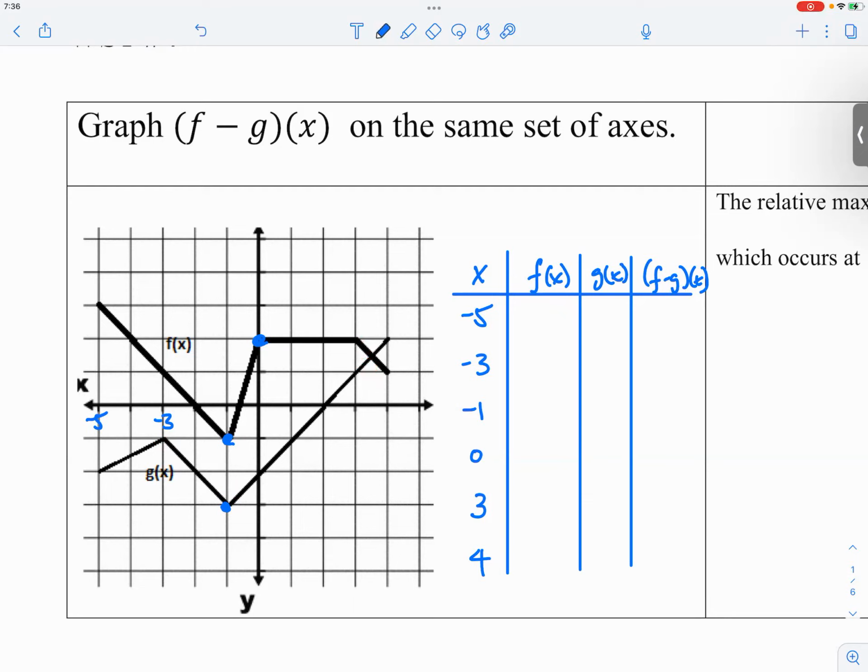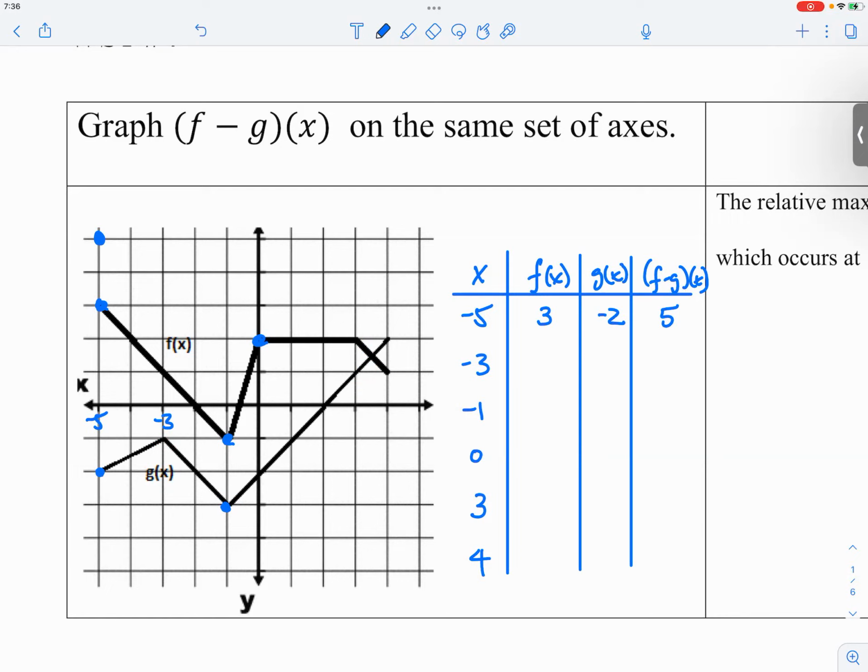So what you do, it's very simple. You just go ahead and extract what f of -5 is. f of -5 is 3. g of -5 is -2. And then you're subtracting these two numbers. And we say, well, okay, what's 3 minus -2? That'll be 5. So you would put a point here at 5.